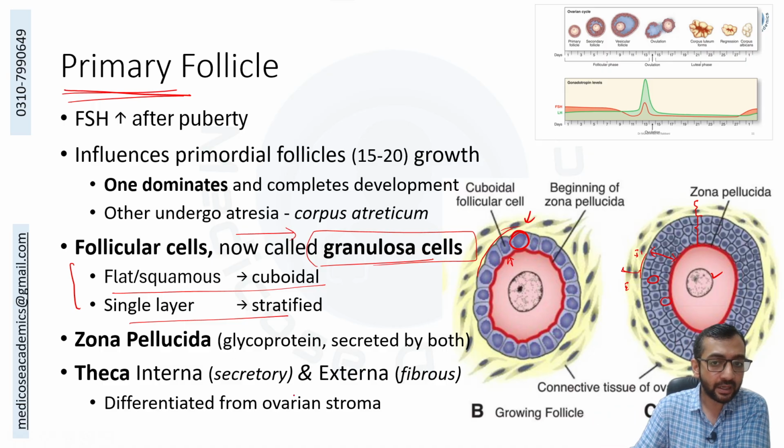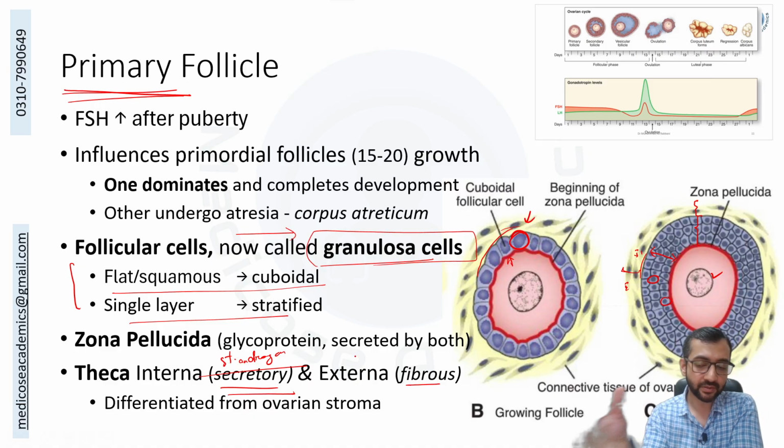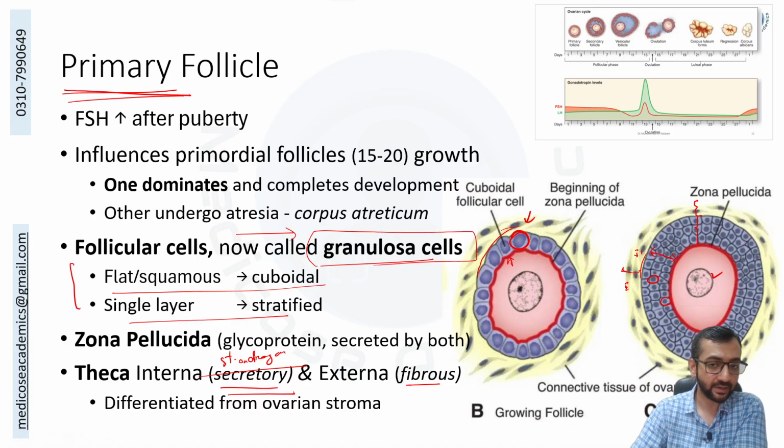So theca interna has a secretory function. It provides steroid hormones and provides androgens for the circulation. And theca externa is basically a fibrous support that gives support to the whole of the ovary. Theca cells are thought to produce angiogenesis factors that promote growth of the blood vessels in the theca interna, and that further supports the nutrition of the follicle.